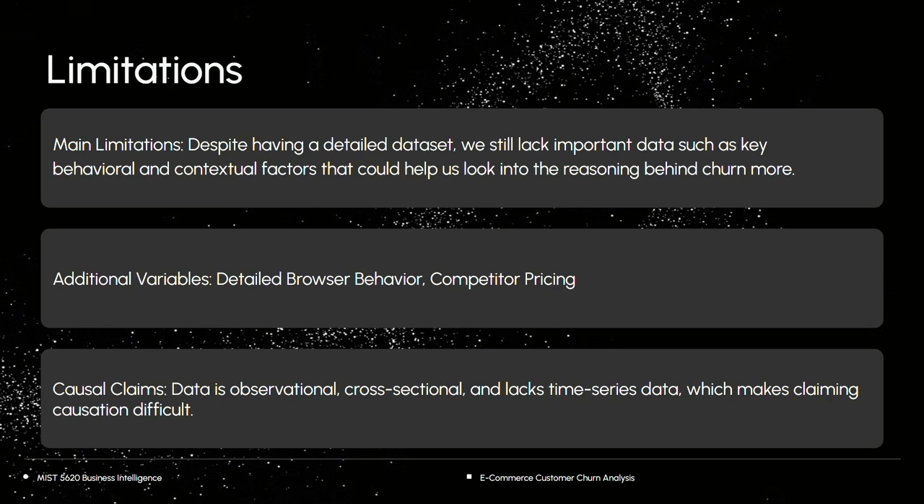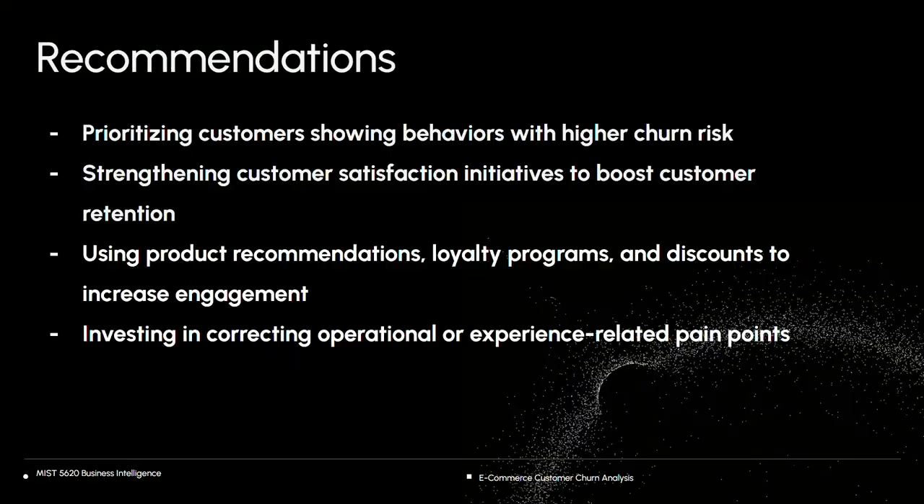Some additional variables that would have helped us would have been detailed browser behavior. This would have been basically being able to see what the consumer clicked on the most, what they searched for the most, things like that, as well as competitor pricing and just seeing what similar e-commerce sites are offering that would cause consumers to churn and go to them instead. As for causal claims, since our data is observational, cross-sectional, and lacks time series data, this makes claiming causation difficult.